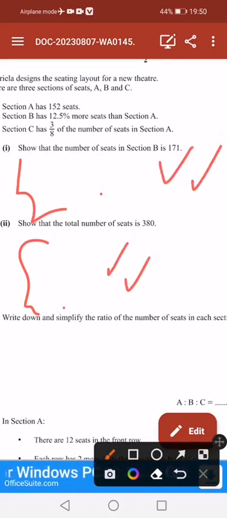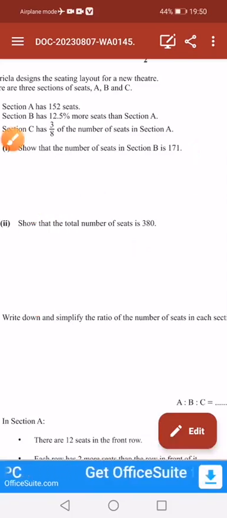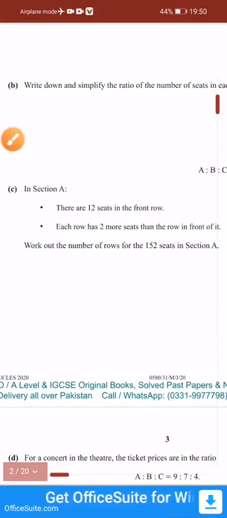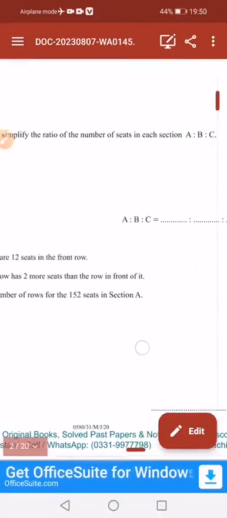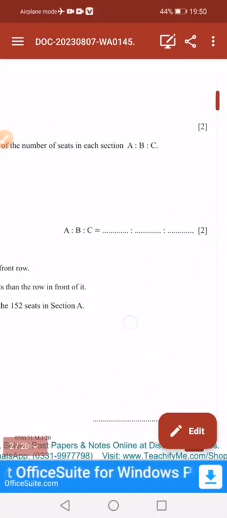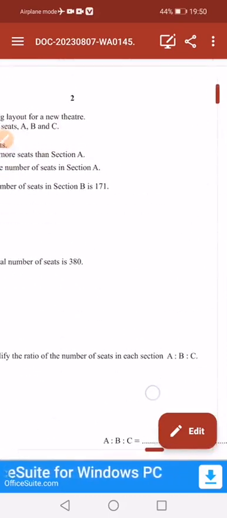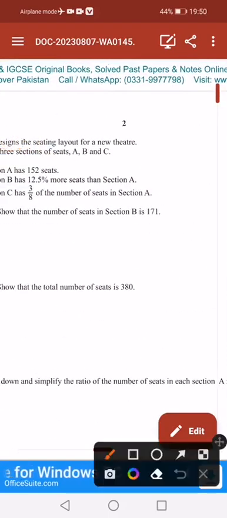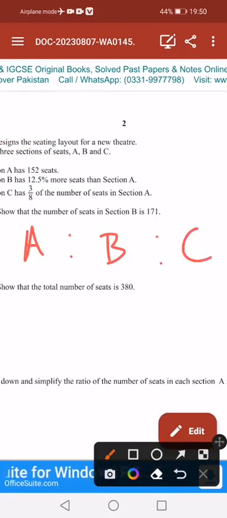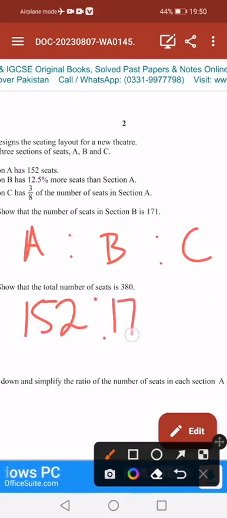For working, it is very important to show all the working, right? Write down and simplify the ratio of the number of seats in each section. Here the ratio is A is to B is to C, so A we have 152, then B we got 171, then C we got 57.